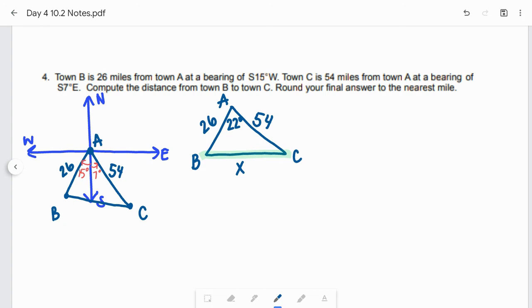So I want to find side X, which is across from angle A, so I'm going to be using our law of cosines with A squared as our equation. So I have A squared is equal to B squared plus C squared minus 2 times B times C times cosine of 22 degrees. So let's substitute our values in.